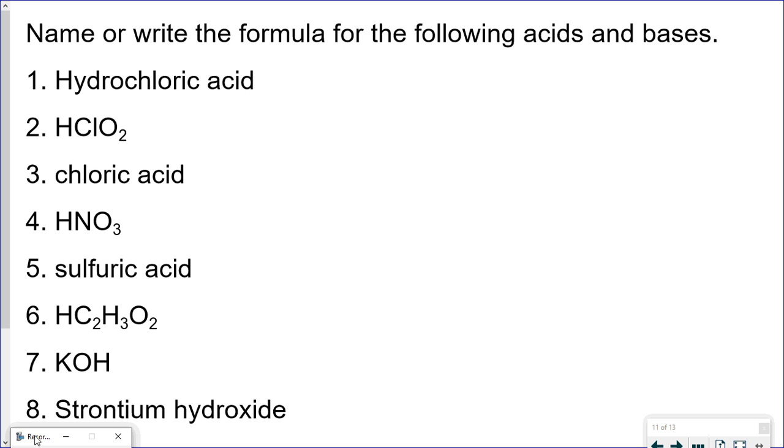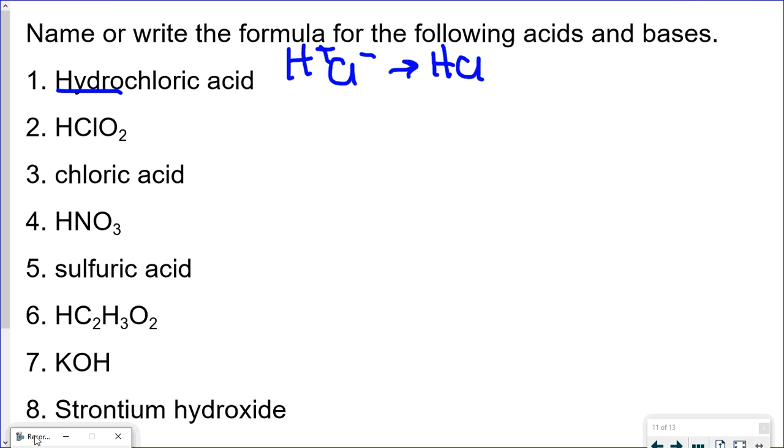Since this has the prefix of hydro, this is using that first rule, so this is from chloride. Remember the formula for chloride is Cl off the periodic table, and it has a -1 charge. Since this is an acid, it starts with hydrogen, which has a +1 charge. So when we crisscross charges, we get HCl.